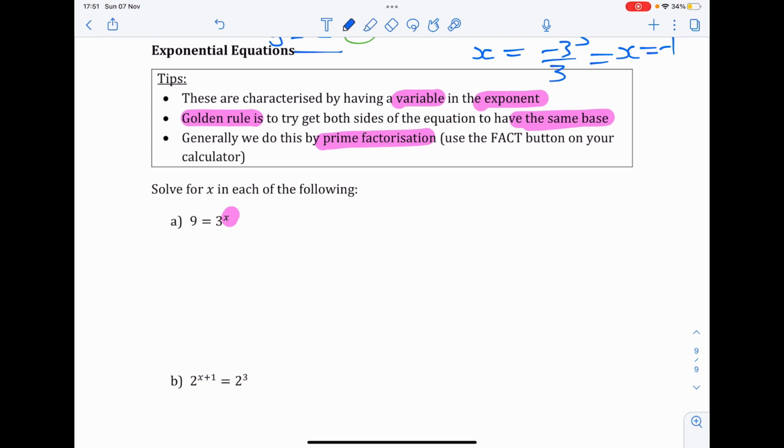In this first one, it's fairly simple because we know 3 to the power of what will give you 9. I gave away the answer. It's 2. But the way we do it mathematically is that we know the prime factor of 9 is 3 squared. So on your calculator, you can push 9 equals and then push shift and fact to get the prime factorization, which is 3 squared. Equals 3 to the x. The bases are the same, so we can drop them and just make the exponents equal. So 2 equals x. And that's your answer.